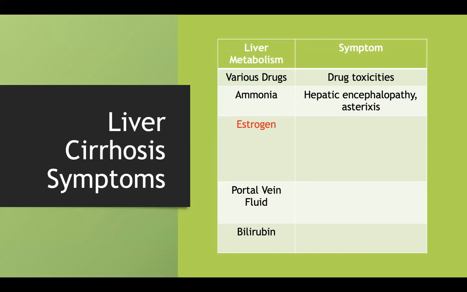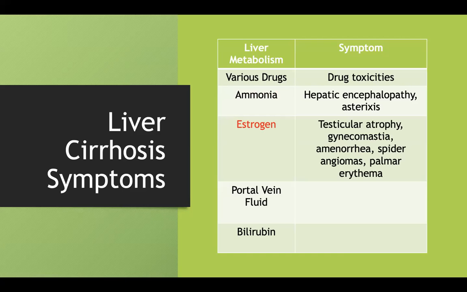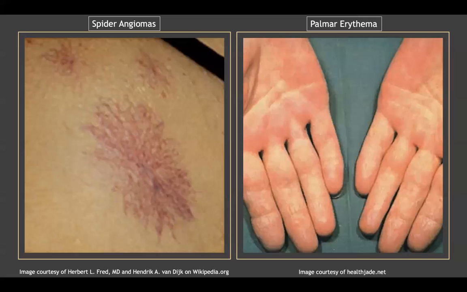Estrogen is important. The liver is an important organ to metabolize estrogen, and if that's dysfunctional, you're going to have excess estrogen in your system, and that'll show up in many different ways. You can get testicular atrophy, gynecomastia, amenorrhea, spider angiomas, and palmar erythema. All of these are due to excessive estrogen levels, and something they love to test.